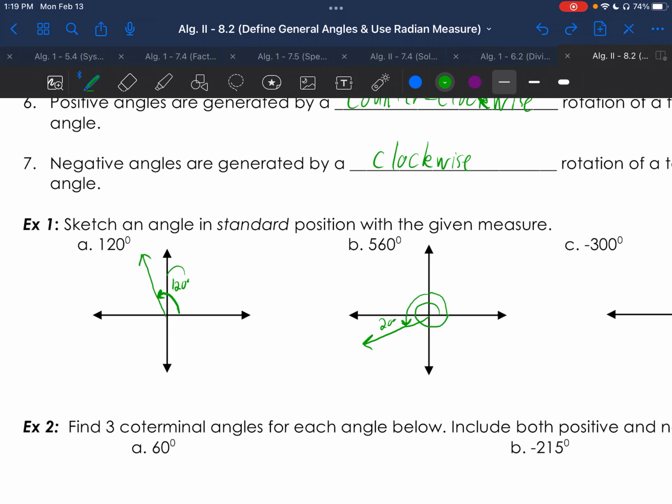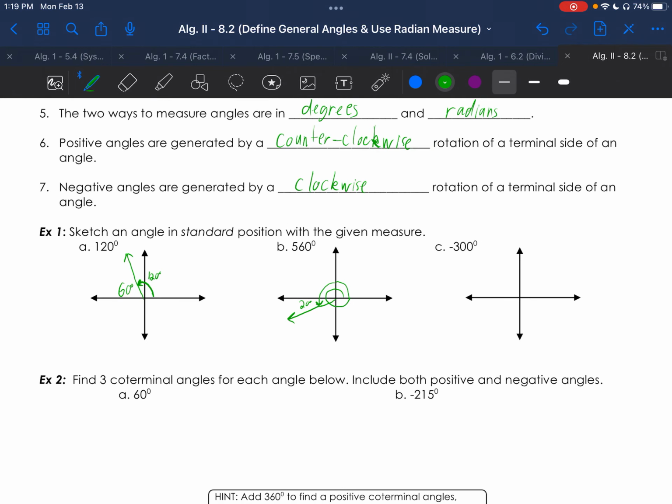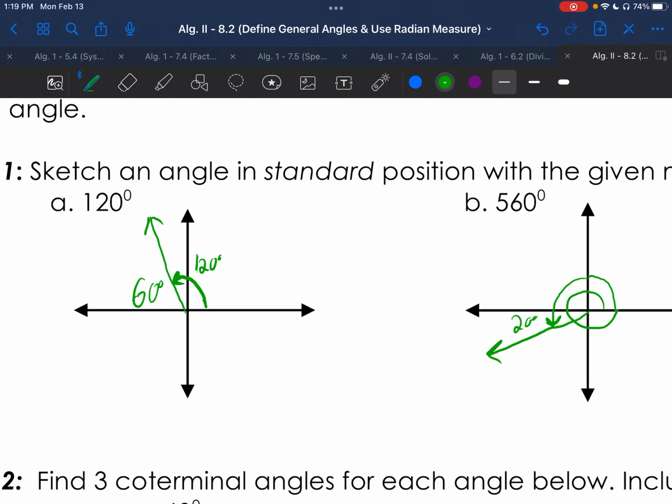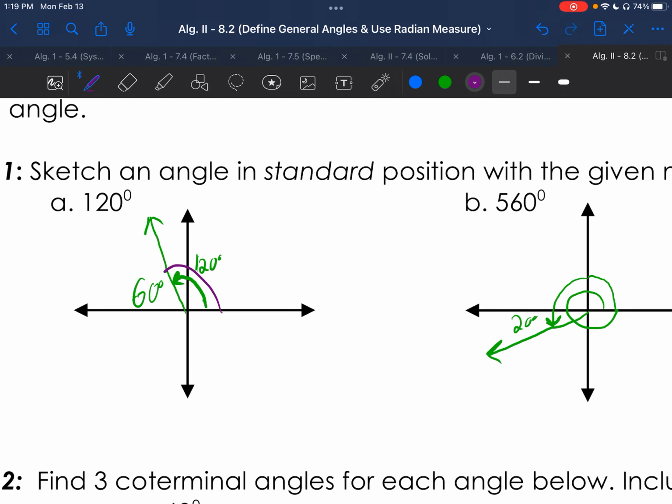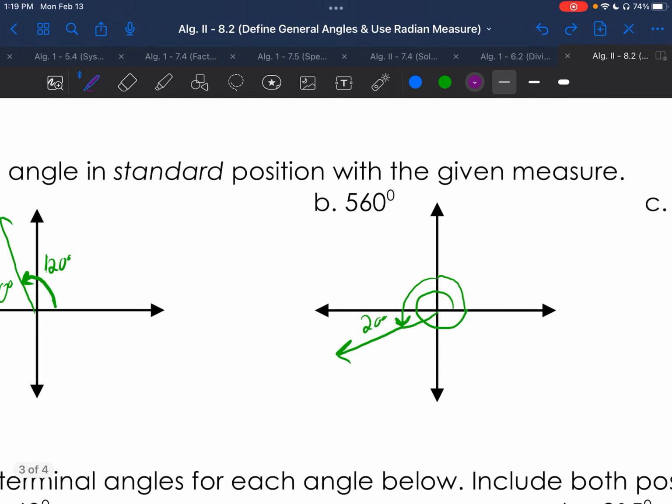So we went 120 degrees from this axis, and really I should probably be putting 60 degrees from that axis. We haven't talked about why we're doing that yet, but the brief part of it is that it's always in reference to how far it is from the x-axis. So this is 60 degrees from the x-axis, which makes it 120 degrees from that side. This is 20 degrees from the x-axis, which makes it a 560 degree rotation.